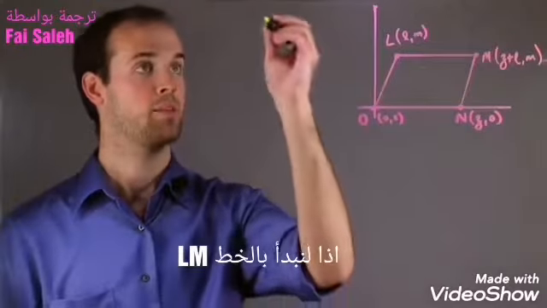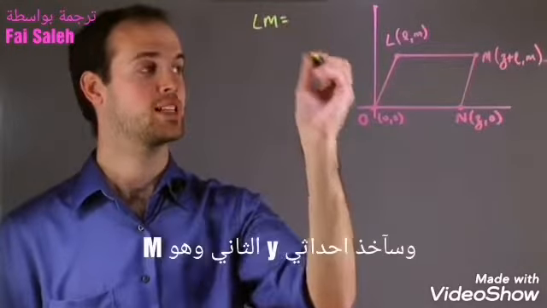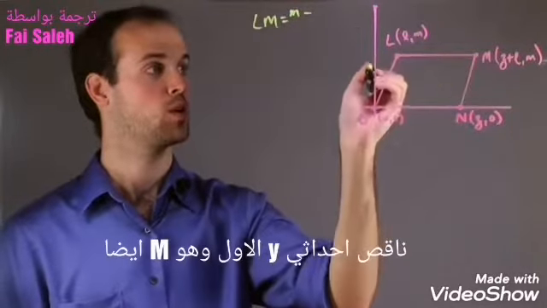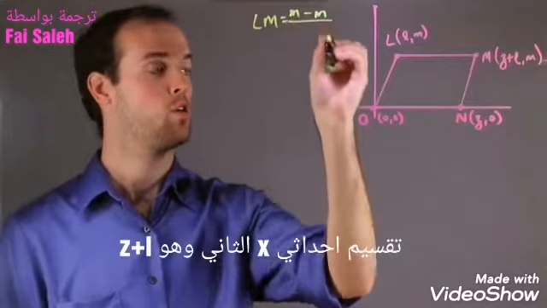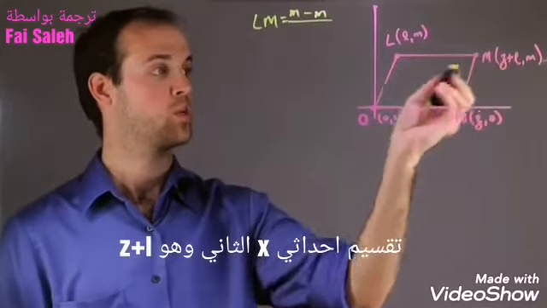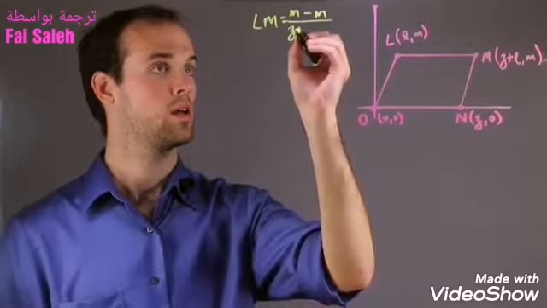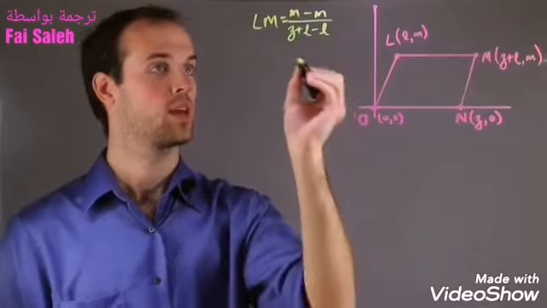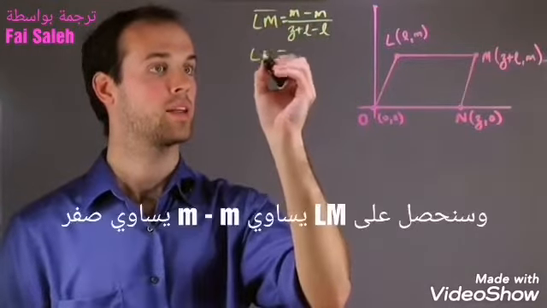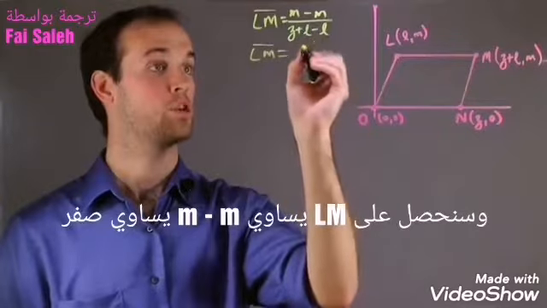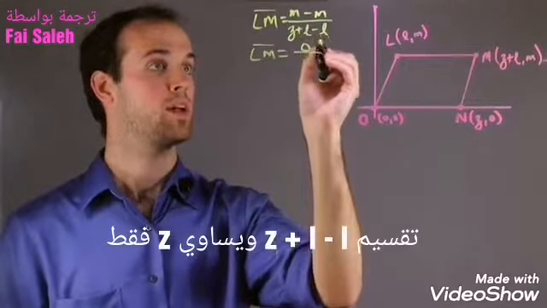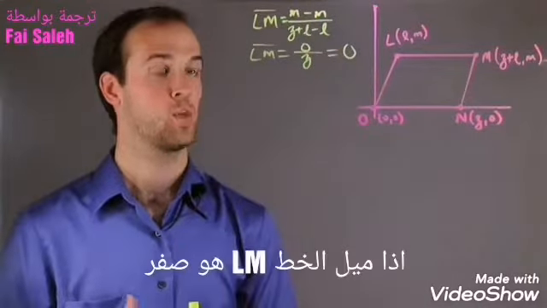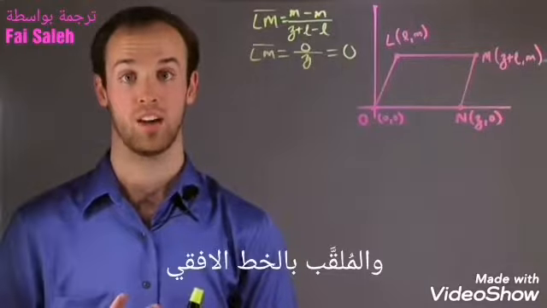So let's start with LM. And I want to take the second y-coordinate, which is M, minus the first y-coordinate, which is M, over the second x-coordinate, which is z plus L, and the first x-coordinate, which is L. Now let's simplify that, and I would get that the slope of LM is equal to M minus M, which is 0, over z plus L minus L, which is just z, which equals 0. So the slope of LM is 0, aka a horizontal line.